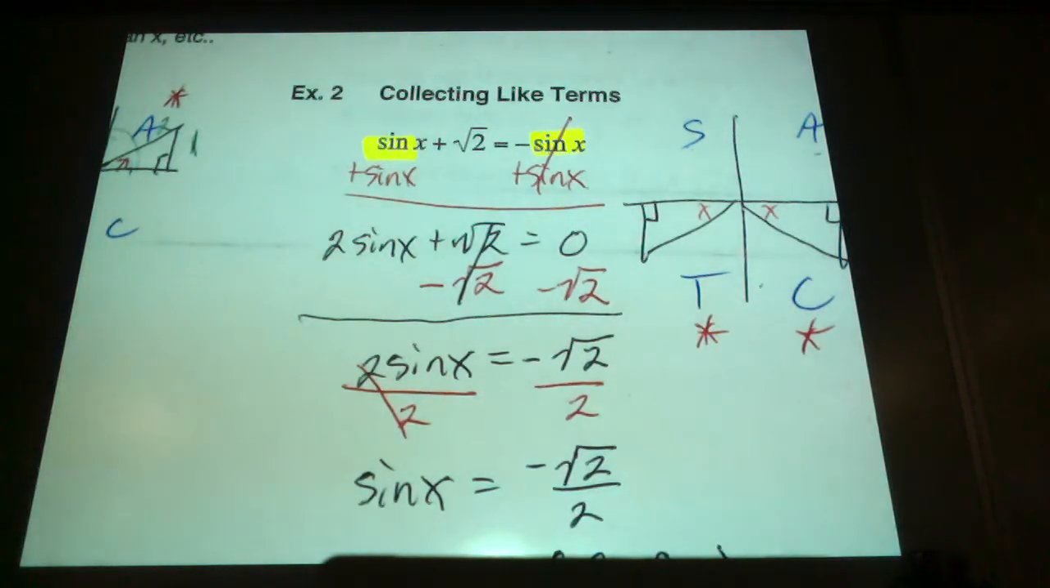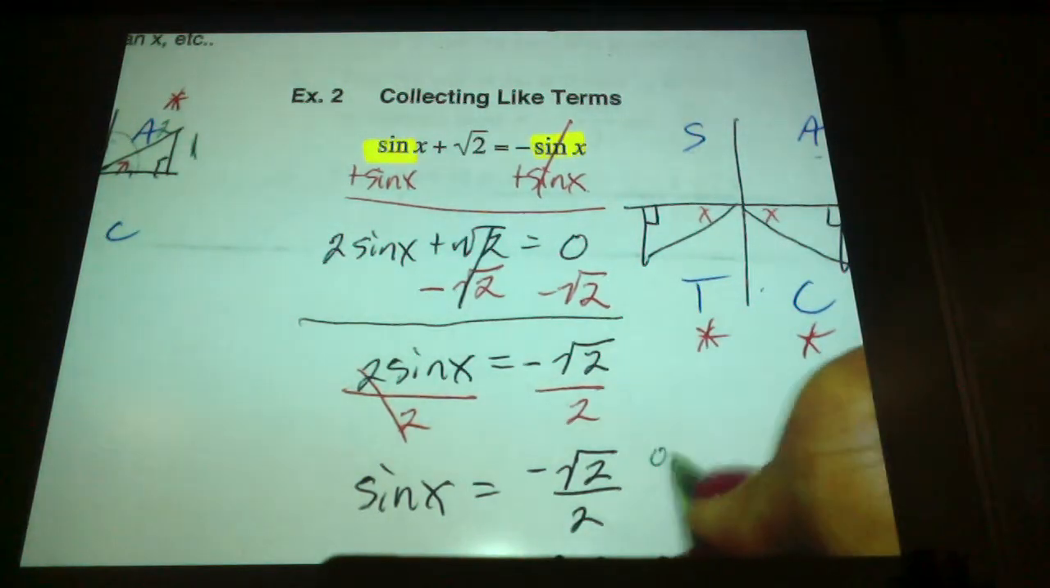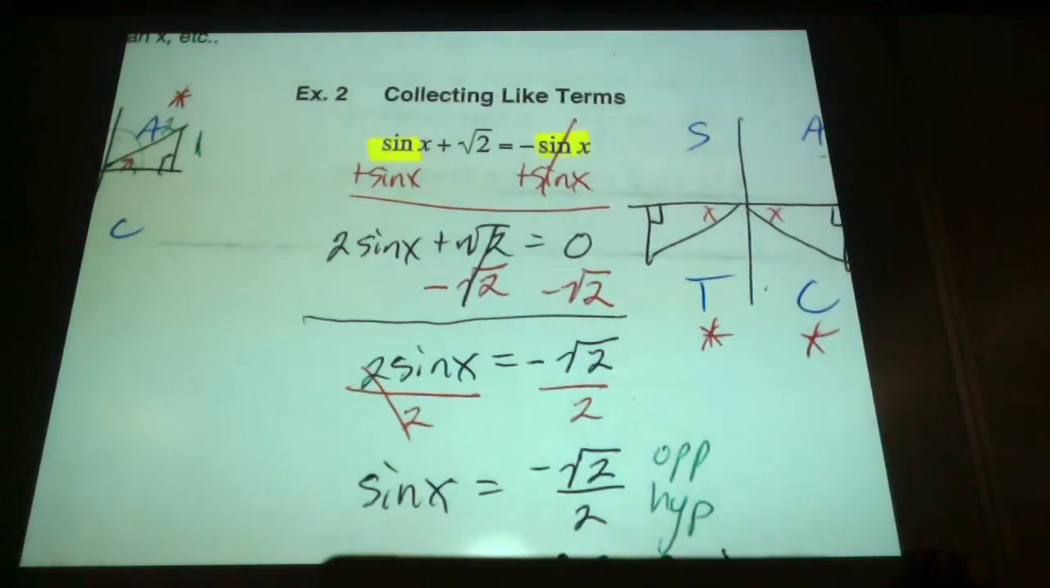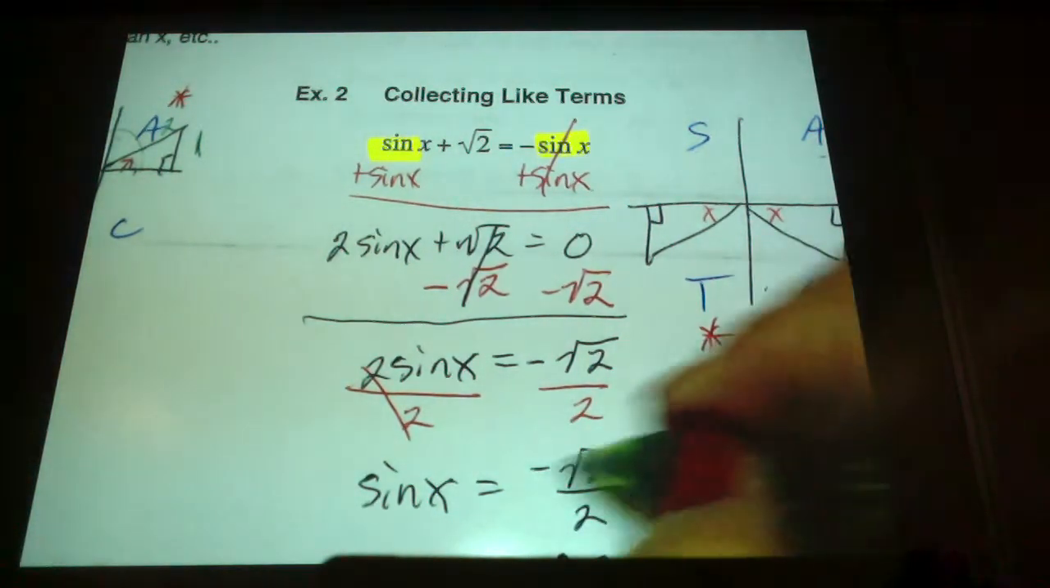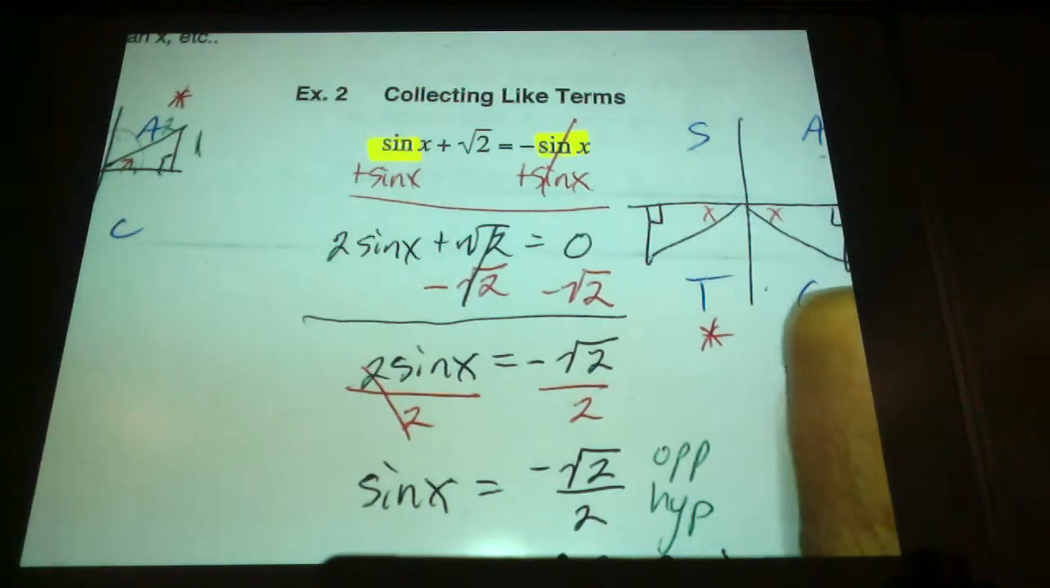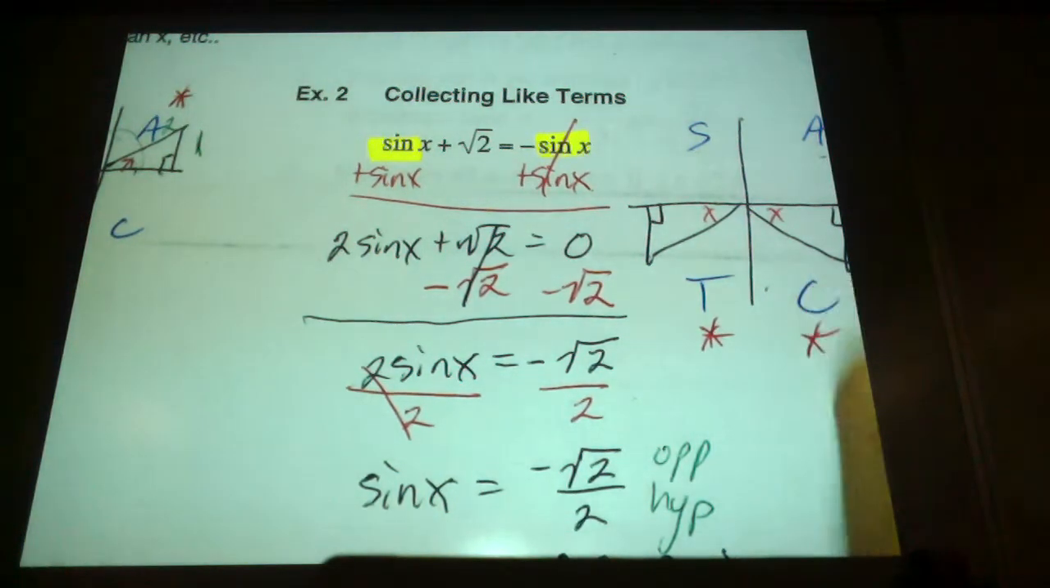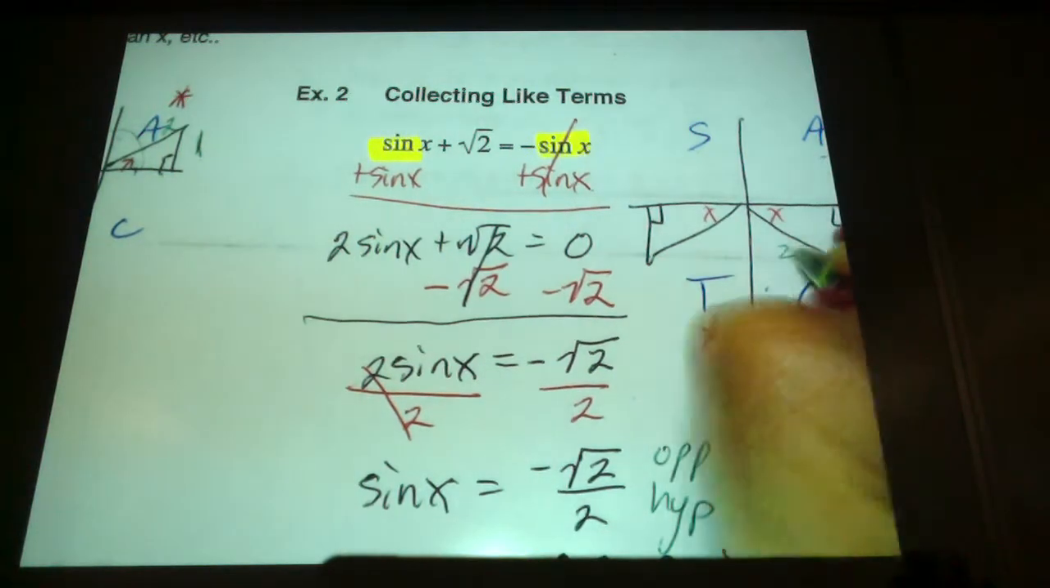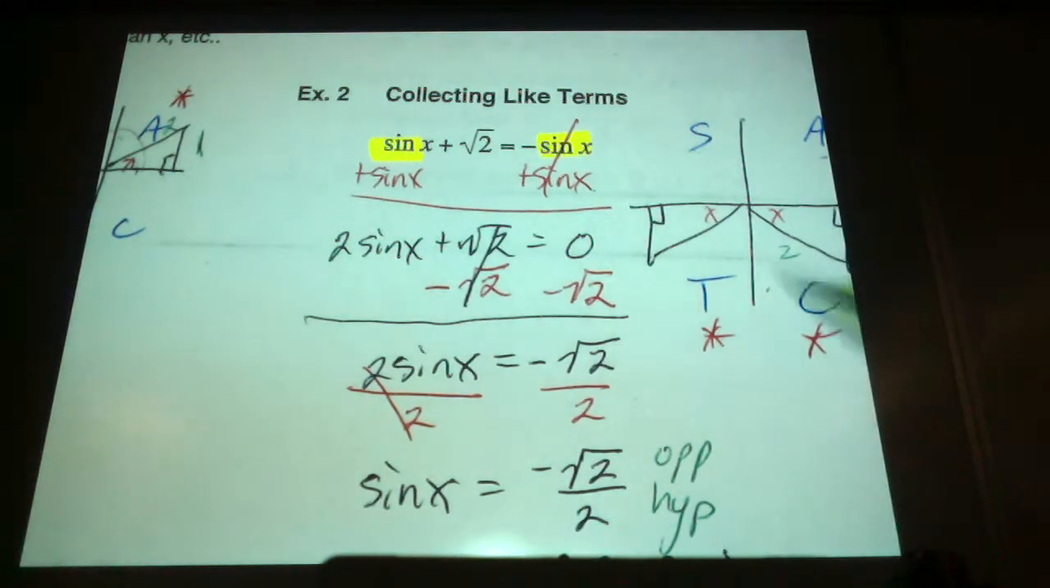So x is still opposite over hypotenuse. And so opposite from x is negative, although it doesn't matter. I think it's not a negative radical 2. And then the hypotenuse would be 2. Do you see why I don't want you looking at it that way?